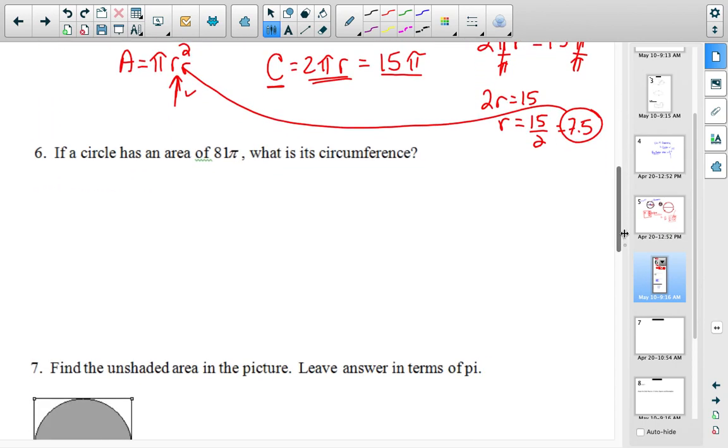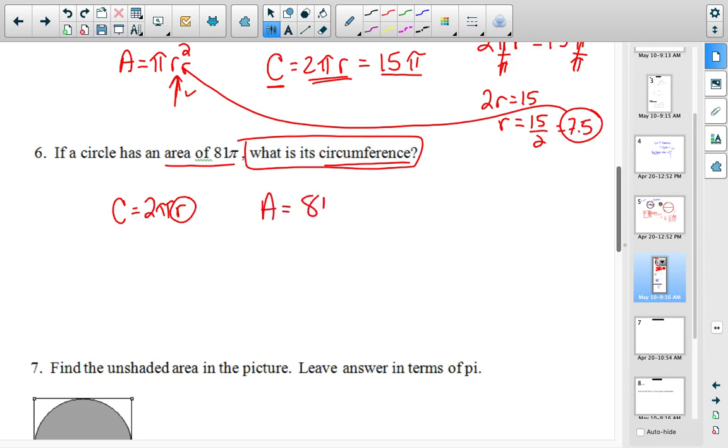Number 6. Now I notice, if a circle has an area of 81 pi, what is the circumference? So for circumference, let's always look at the question. What is the circumference? Circumference is 2 pi r, but I need r. I don't have r right now. What I have is the area, which is 81 pi. And I also know that the formula for area is pi r squared. So they gave me these two things, but I also know area is this. That's my formula. So that allows me to solve for r.